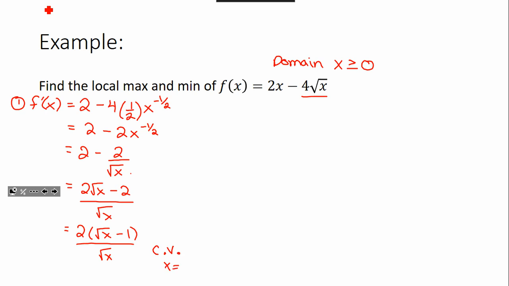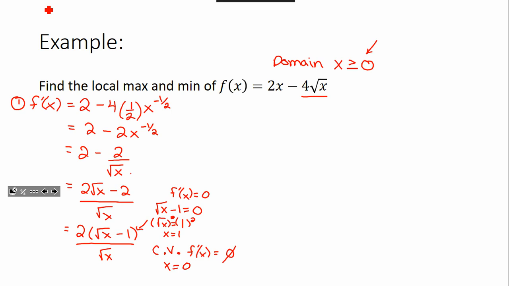because that makes the function undefined. So something might happen here. It could be a max, it could be a min, or it just might not work. It might just be undefined in general because we know that the domain here, it can equal 0. So there could be something happening there. Now my numerator gives me my second critical value. When does root x minus 1 equal 0? Well, I move the 1 to the other side, I square both sides, and x is equal to 1. And so that's my other critical value, which makes the whole function equal to 0.